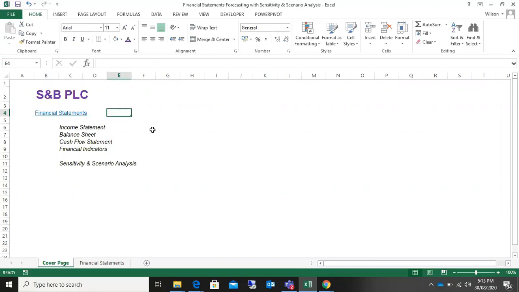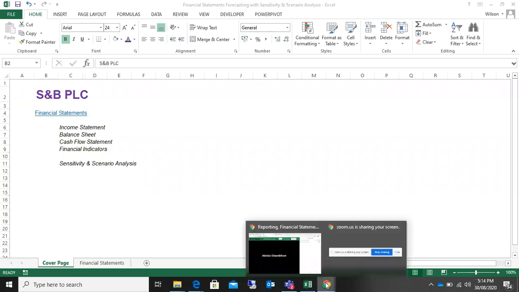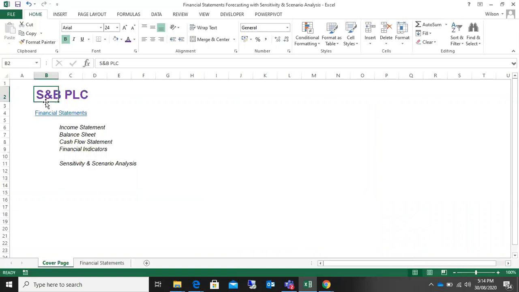Now, when you are asked to design a financial model, I told you in the last class that your financial model, of course, will have a cover page, which should include the name of the company. Now, there's a way I can do this in a quite amazing way, and I will show you that. If you want to design a robust template, not just for S&B PLC, but one that can be used by any company for modeling or whatever.